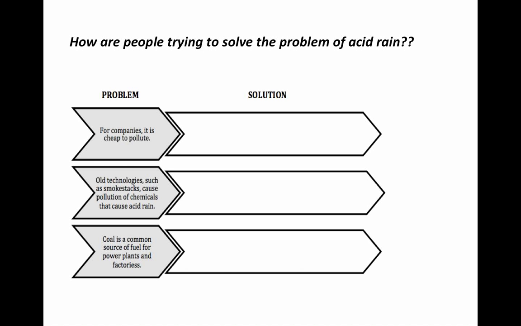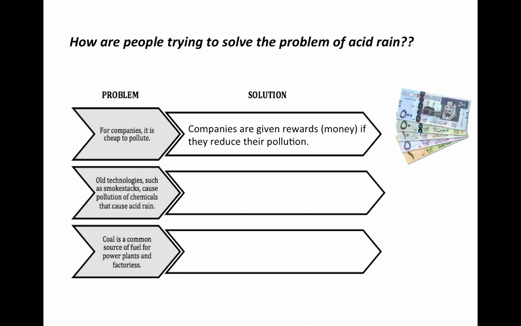So one of the big problems with pollution is that for companies, it's cheap to pollute. They don't have to spend a lot of money. They save money actually when they pollute. So one way that governments have tried to solve this problem is to make sure that companies are given rewards or money if they reduce their pollution. Some governments propose doing this by letting companies who pollute less pay lower taxes. This way, they can save their money.